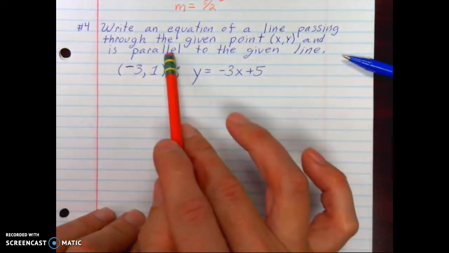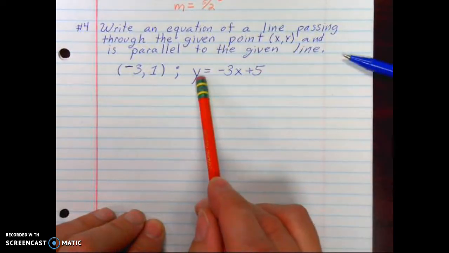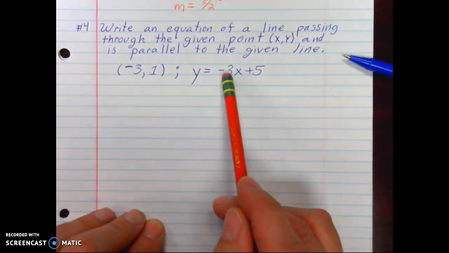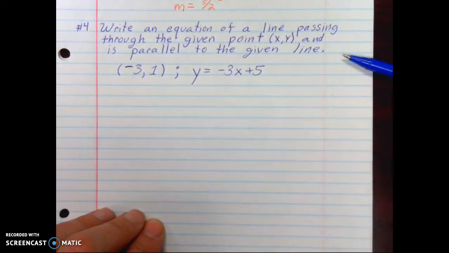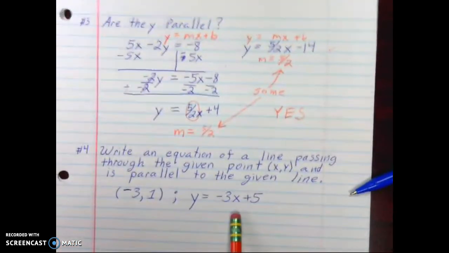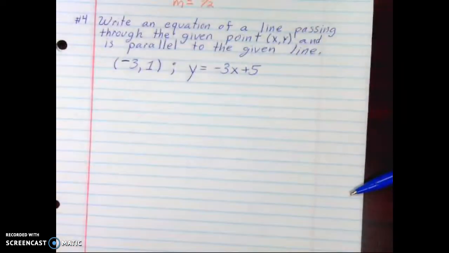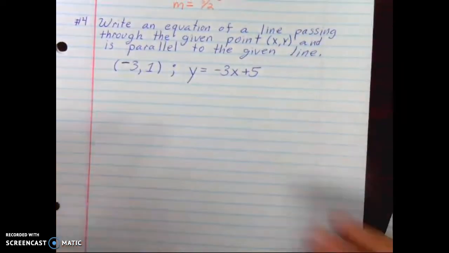And is parallel to a given line. Well, what's the given line? Here's the line. y equals negative 3x plus 5. And look, I was so nice. I made sure that it was in this slope-intercept form so that I know, all right? And you're going to love this. So how do we solve this?